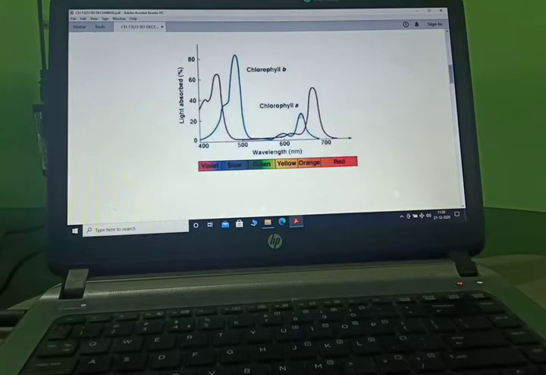Now we will see here light absorbed, 0 to 80. Here you can see different wavelengths: 400, 500, 600 and 800. Now at this wavelength, here you can see how much light is absorbed in percentage. Here around 37, this is chlorophyll A, and here you can see almost 78. This is chlorophyll B.